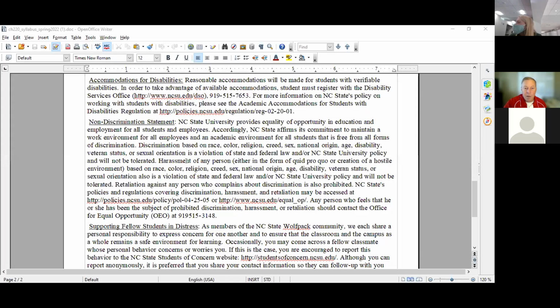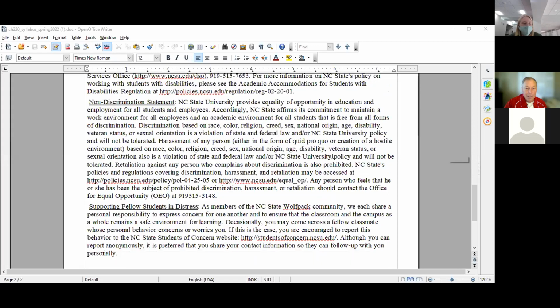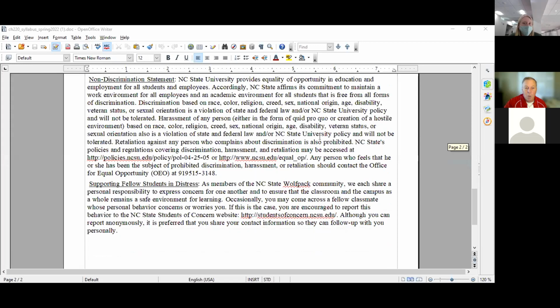And God forbid, if I ever hear anything like that, there'll be heck to pay for sure. So you treat everybody respectfully, and we will all get along very, very well. If you want to see the harassment policies, here they are. You can look at those directly. But this university can kick you out. You start doing any of that kind of nonsense, you're out of here.